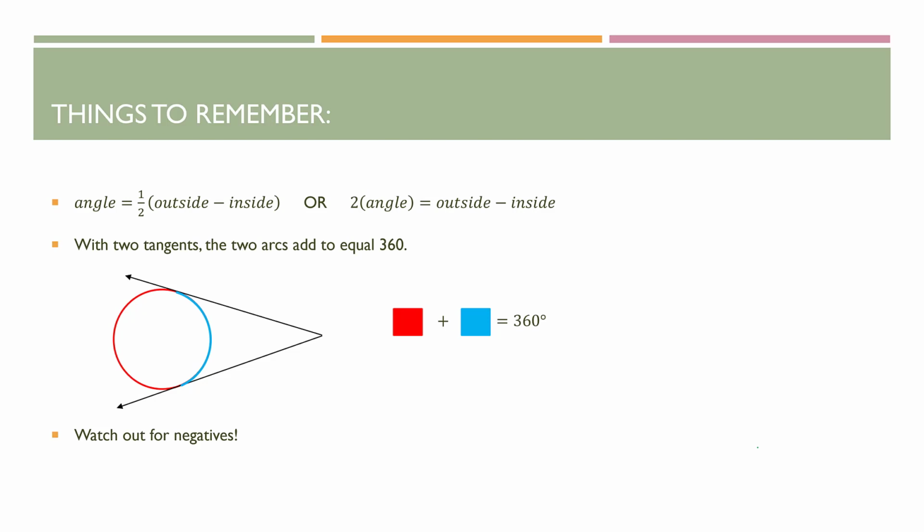Watch out when you have two tangents, so a problem that looks like this diagram here, because remember the two arcs add up to equal 360. So the red plus the blue equals 360, and that's how you're going to find that missing arc you're looking for. And don't forget, watch out for those negatives so you're distributing them. And that's all for this lesson.